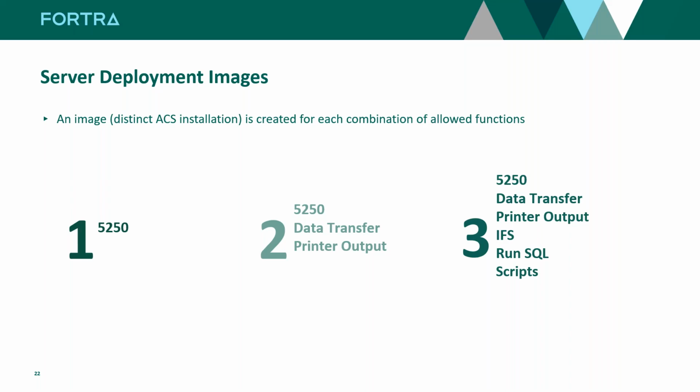with the ACS config.properties file with those include and exclude comps in there. And here you can see we built 3 images. One might be just your standard user with just 5250. And then you have some power users, which would be a lesser set that need 5250, data transfer and printer output. And then you might have developers, etc., that need those other things such as printer output and IFS and be able to run SQL scripts.